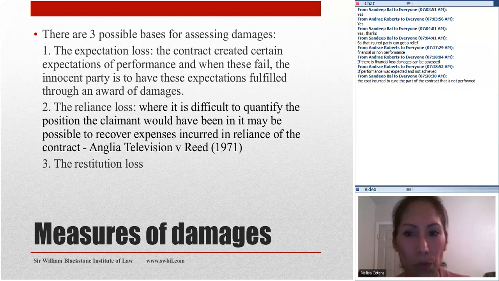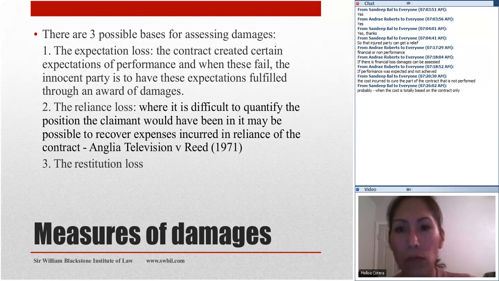What is the reliance loss? What is this second measure, the second basis for assessing damages? Can anybody tell me? When the cost is totally based on the contract only.